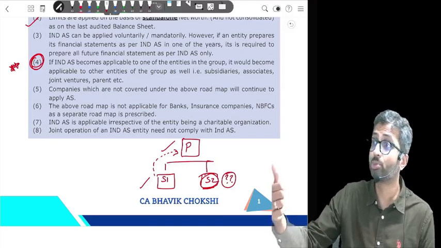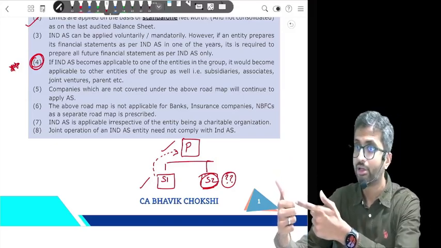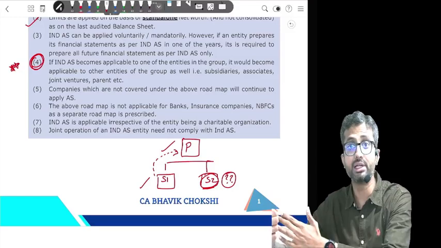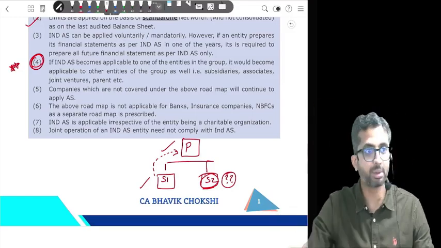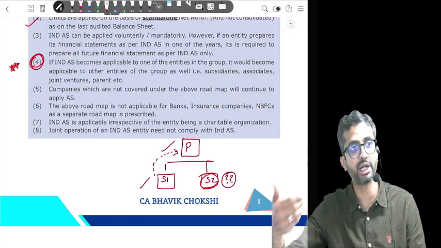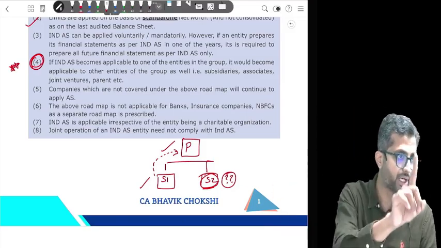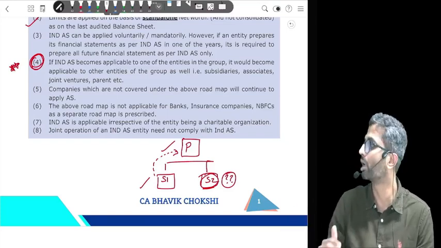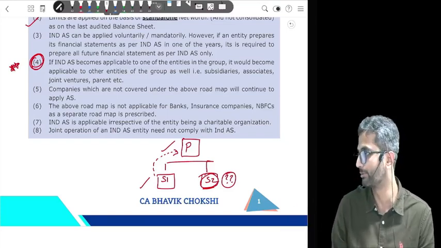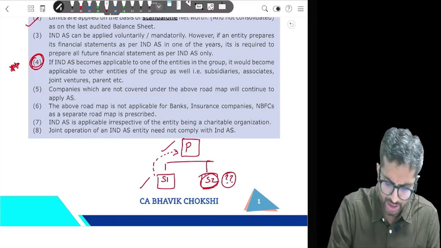Later you may be delisted. You are listed, later you might be delisted. Your net worth might fall below 250 crores. Whatever the reason, the moment you go under Ind AS, there's no coming back. You prepare one Ind AS financial statements, you are stuck for life. You have to continue to follow Ind AS only. Okay.